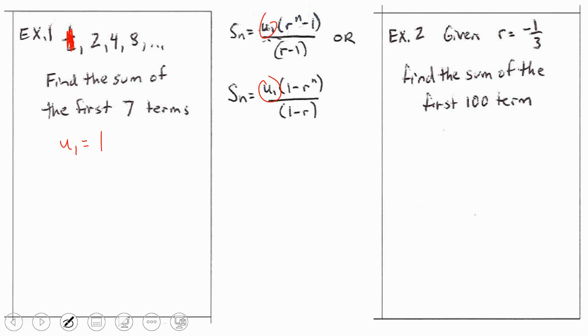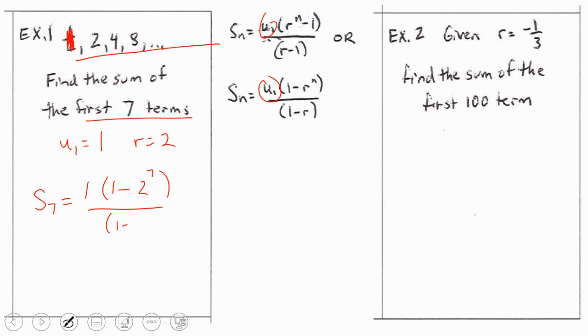So U sub 1 is 1. R is 2. To find the sum of the first 7 terms, this is small enough you could list them out, but we're going to practice the formula. So the sum of the first 7 terms is the first term times, I'm going to use that second one, 1 minus 2 to the 7th over 1 minus 2. So 1 minus 2 to the 7th over negative 1.